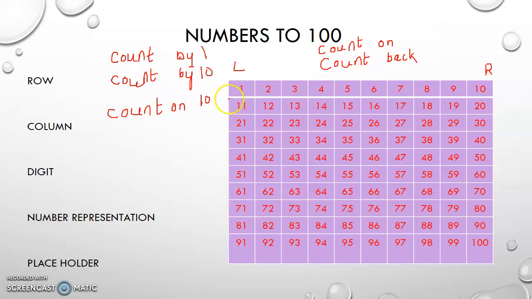When we move up the column, it is called counting back. Count back. It is equal to subtraction by 10.